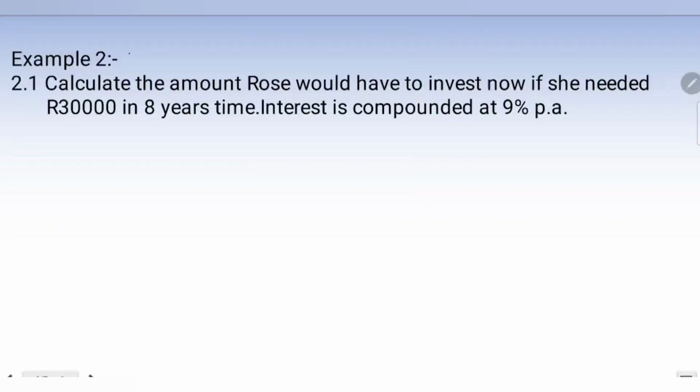And what is missing here? This 30,000 is the future value. For that, how much amount is she supposed to invest now? That is the question. So you have to find the value of P, isn't it? So here N is 8 years and R is 9%. Everything is given except P. So the formula is the compound interest formula, that is A is equal to P times 1 plus I to the power N. Here A is given, that is 30,000.